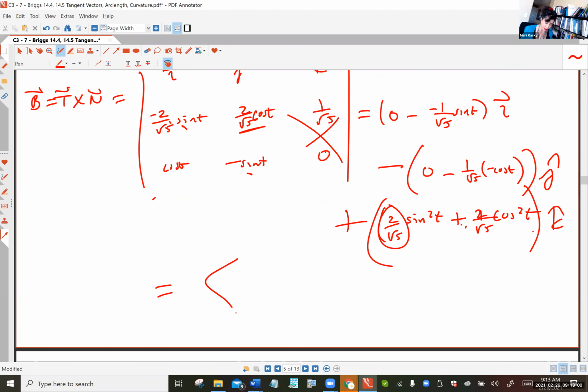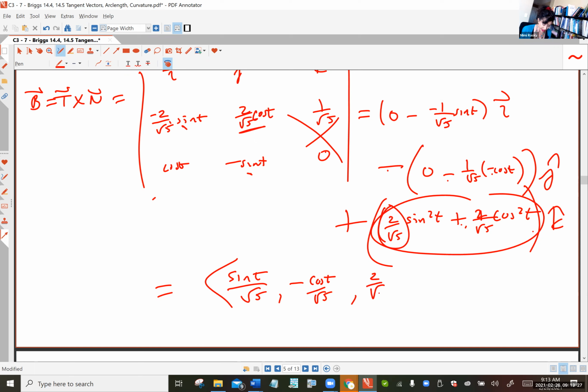Let me rewrite it in component form just because it looks prettier. So I'm going to have a positive sine t over square root of 5. The second component, we've got a minus minus here, but then that is another minus, so that is going to be negative cos t over square root of 5. And then this last term, if we factor out 2 over square root of 5, the other factor is sine squared plus cos squared, but we know that adds up to 1. So we'll just have the constant 2 over square root of 5. Okay, now what about this big B?